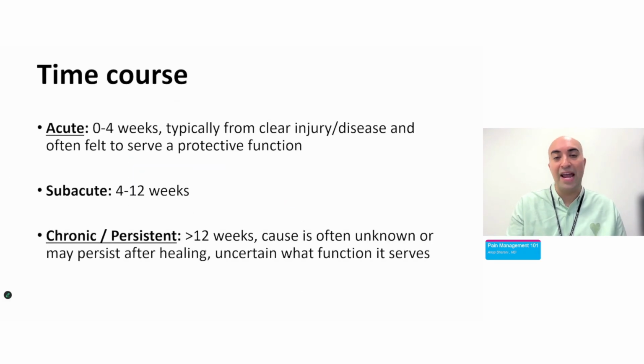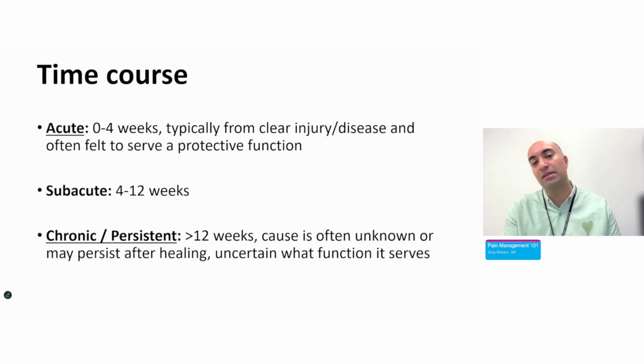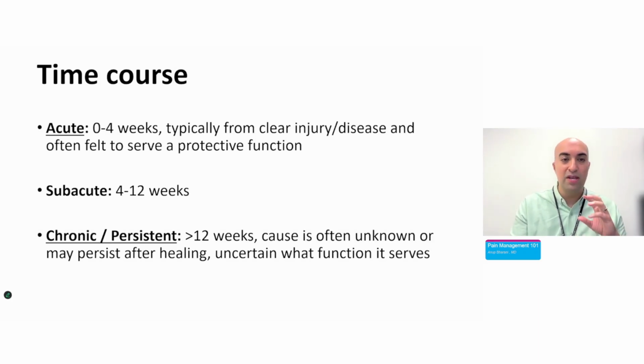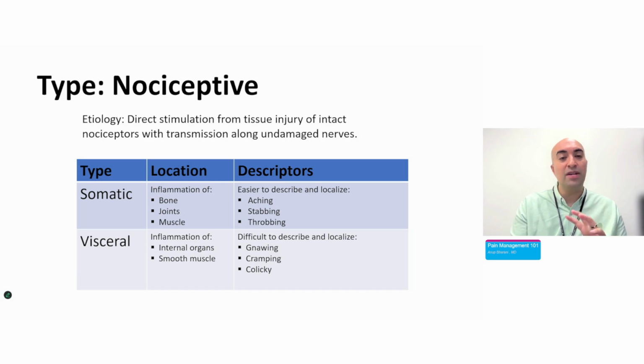So now we'll move into categorizing the pain. And so things that I think about are, what is the time course? Is this acute, subacute, chronic pain? And can we characterize this as nociceptive versus neuropathic pain? So nociceptive pain, people will often describe as aching, stabbing, throbbing, visceral pain, gnawing, cramping, colicky. And recognizing that these words, while common, may not translate across languages or care settings.